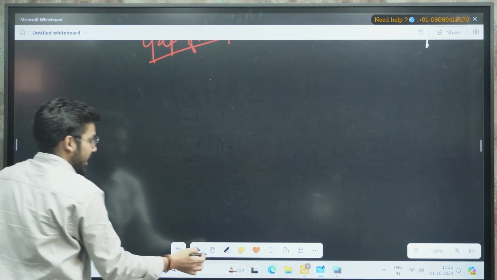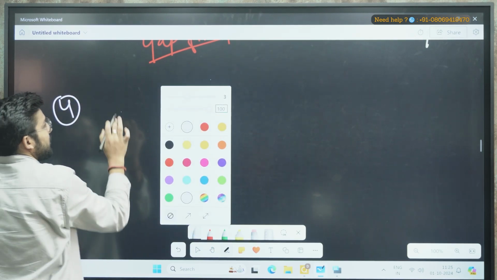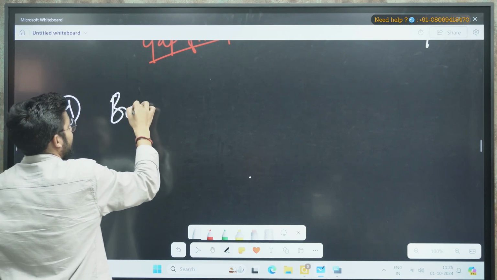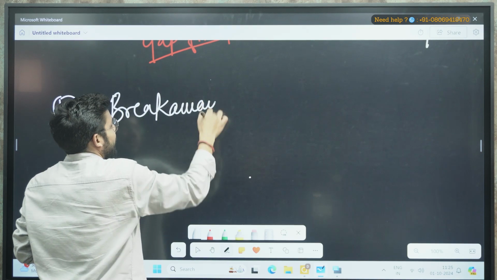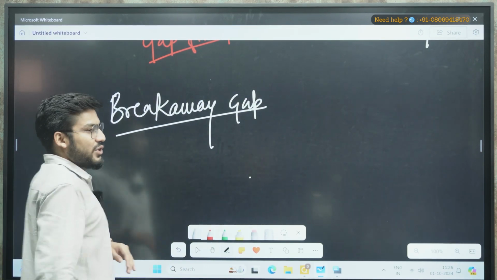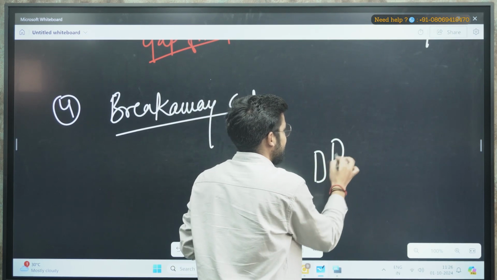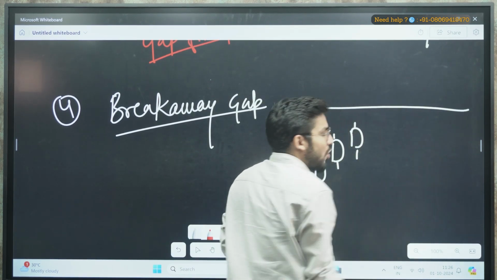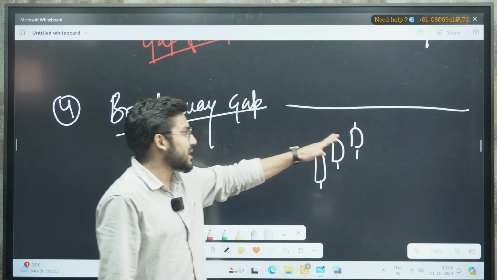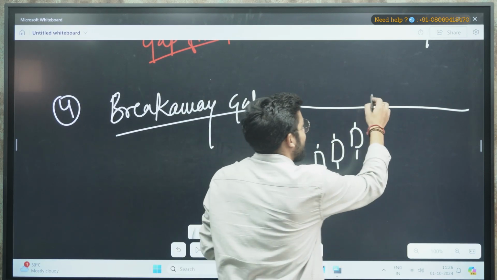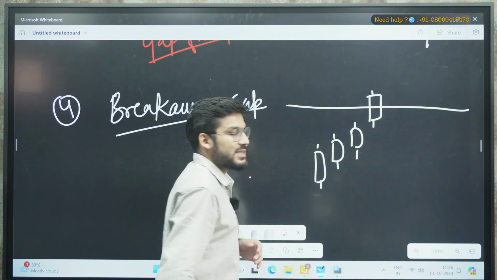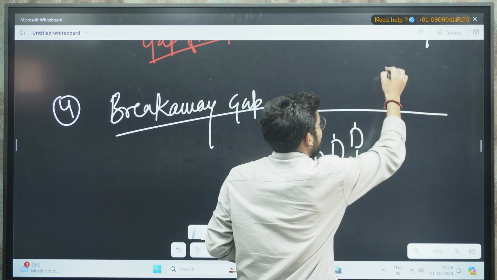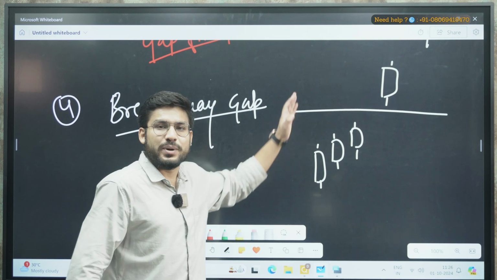The fourth one is called the breakaway gap. Now generally what happens, for example, your market was going like this, these are the candles, can be red, can be green, we don't care. After this there was a very strong resistance that you have been waiting for a long time that the market can break. But you were waiting for a candle to break it like this, and what happened? Your candle did not break it like this, but it opened above it, right?